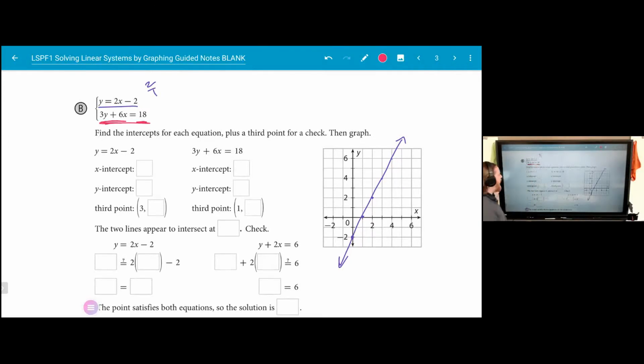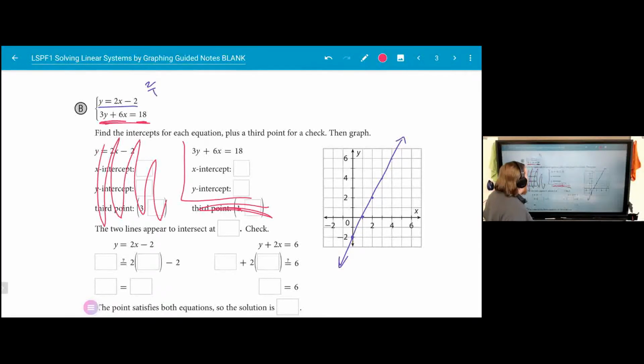I'm going to ignore this third point over here. I'm going to find my x-intercept. My x-intercept, again, is when y is 0. So I would have 6x equals 18, so x would equal 3. Plot 3, 0, because that's my x-intercept. It intercepts the x-axis at 3. My y-intercept is when x is 0. So 3y equals 18, or y equals 6. Y equals 6 right there.